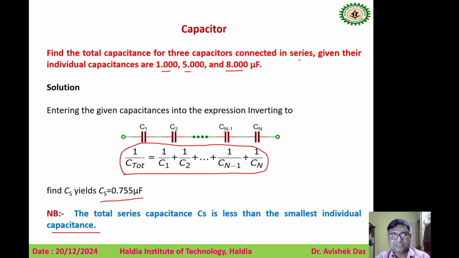The total series capacitance CS is less than the smallest individual capacitance value. So when capacitors are connected in series, the total capacitance is less than the smallest individual capacitance. The total is 0.755, which is less than the smallest capacitance, less than 1 microfarad, right?